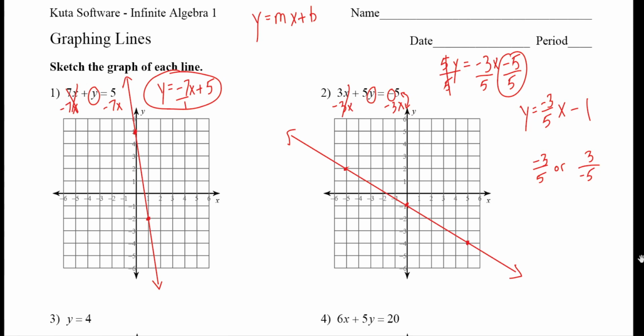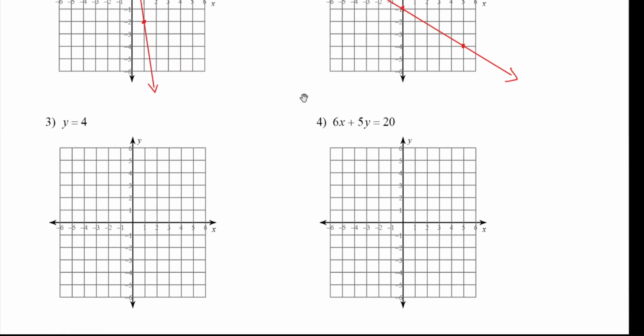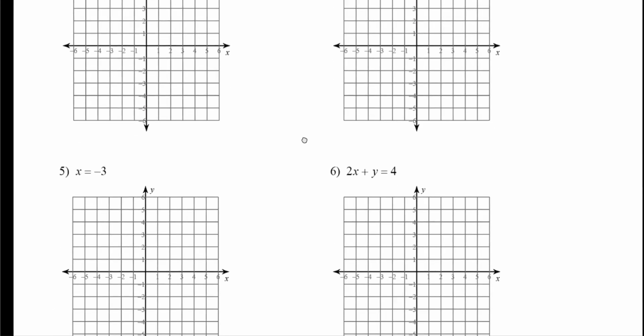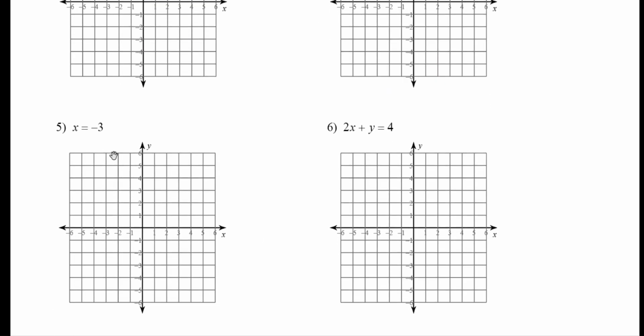Yes, sir. What about number 4? Okay, we talked about it in the other worksheet. The 4 is the same thing. Number 3 and 5 are the same thing we talked about in the other worksheet, because you don't have to get y by itself. It's already by itself. So it's a horizontal line that goes through 4, right? And what about this one down here, number 5? It's a vertical line that goes through -3 on the x-axis.